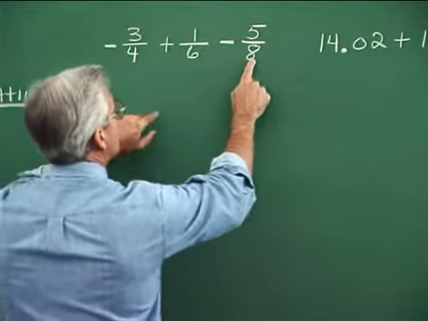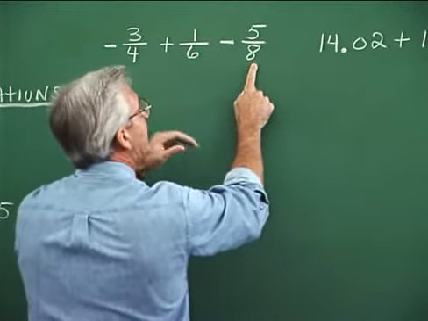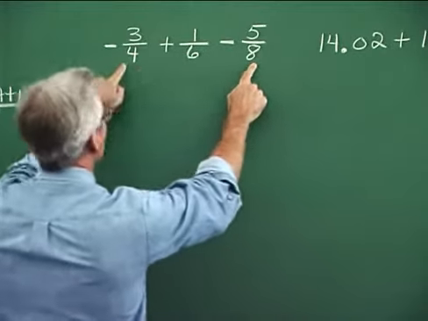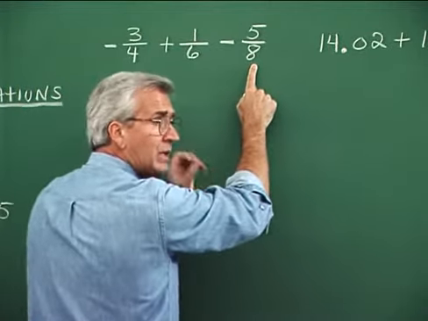So let's see, multiples of 8. 8 times 1 is 8. Does 6 go into 8? No. 8 times 2, 16. Does 4 go into 16? Yes. Does 6 go into 16? No. So we discard 16.